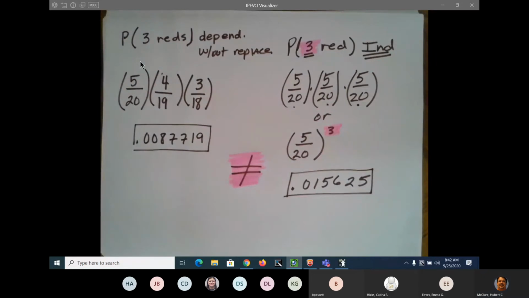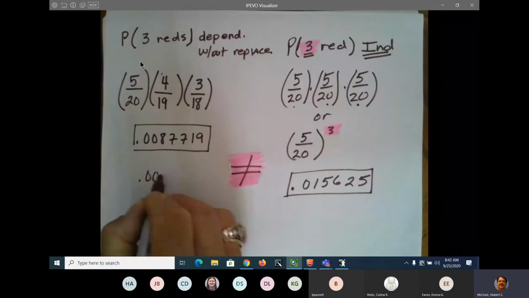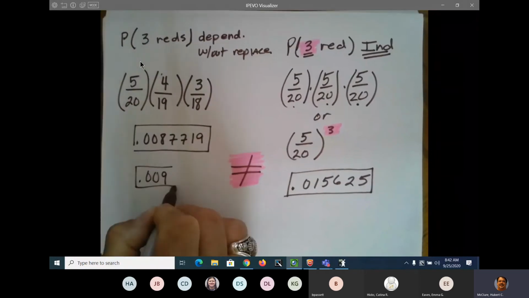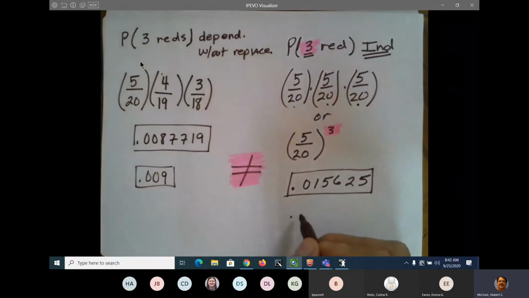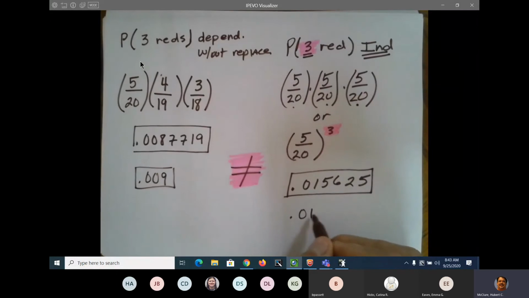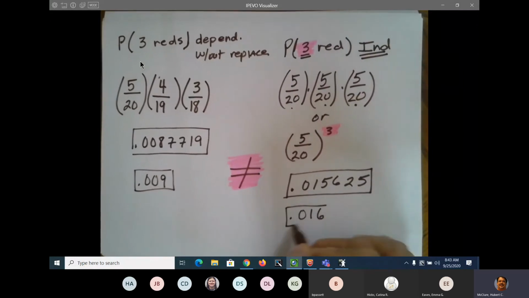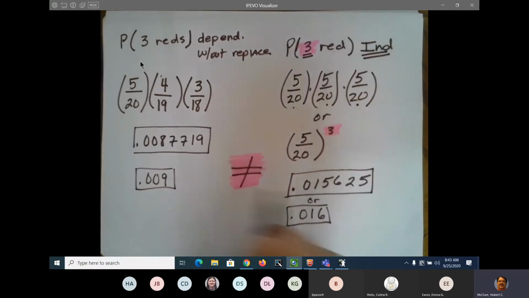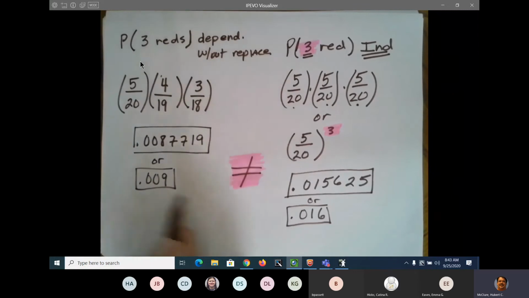The 3 would be 0.009, and here would be 0.016. They're not equal. Well, then when do they become equal? When does it not matter which method you do after 300?